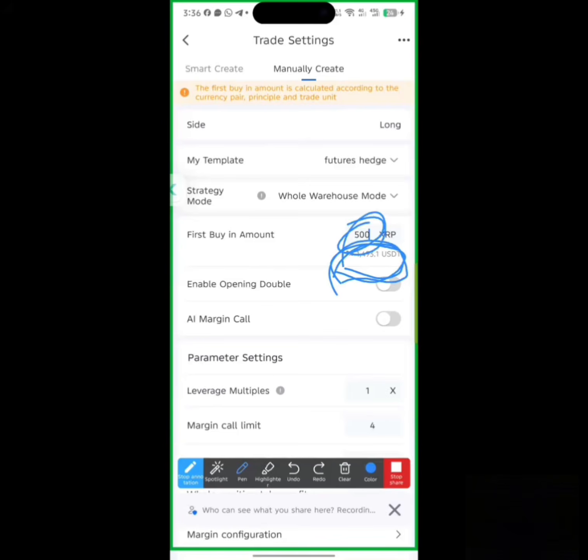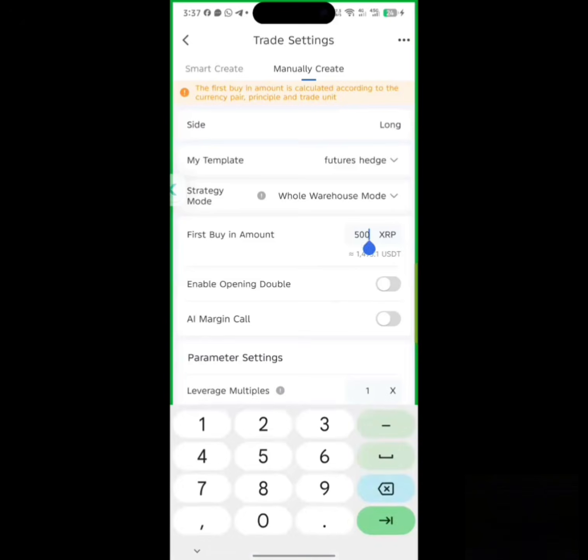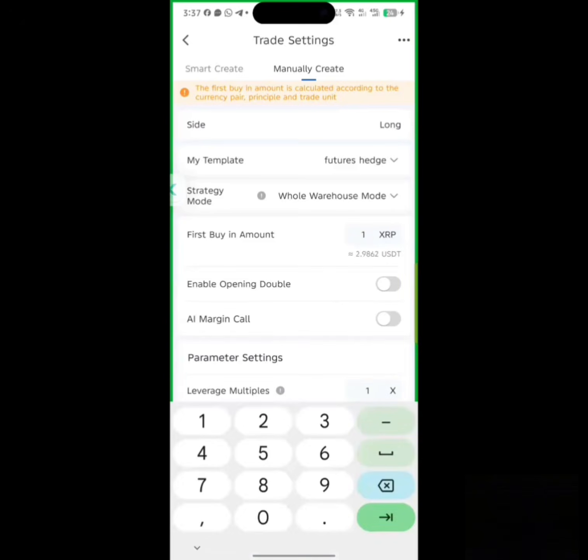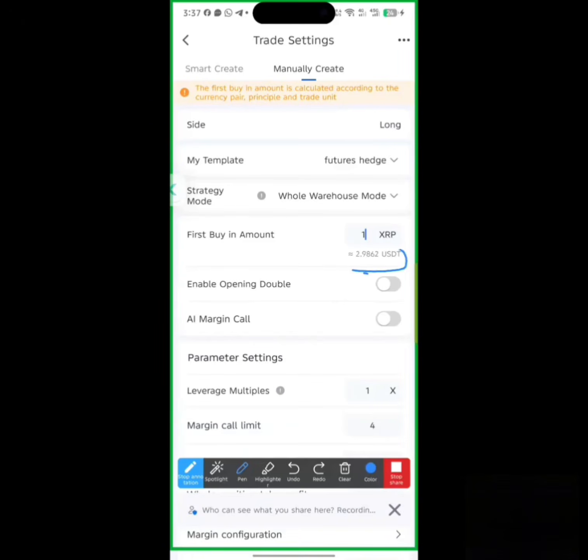What do you do? You reduce this 500. You reduce it very well. You see, 1,493 is very far from 10. So you reduce it very well. This 500, just reduce it, change it to 1. Now you have seen that 1 has given us what? It has given us $2.9. And we want $10. So you add to this one to increase this 2.9.